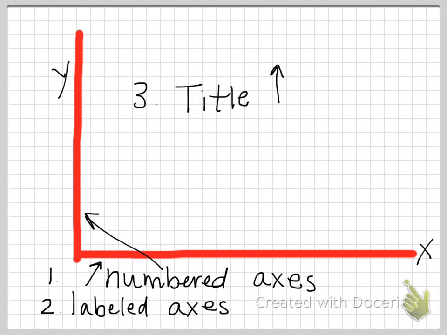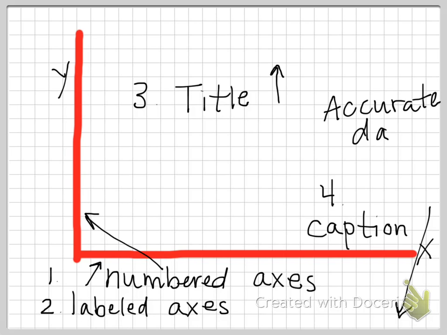The third thing we need is a title, which goes at the top. We also need something called a caption that goes at the bottom of the graph that just explains what the graph is about. Usually the caption is maybe 1 to 2 sentences. And the final thing we need for a graph is to make sure that we incorporate accurate data.